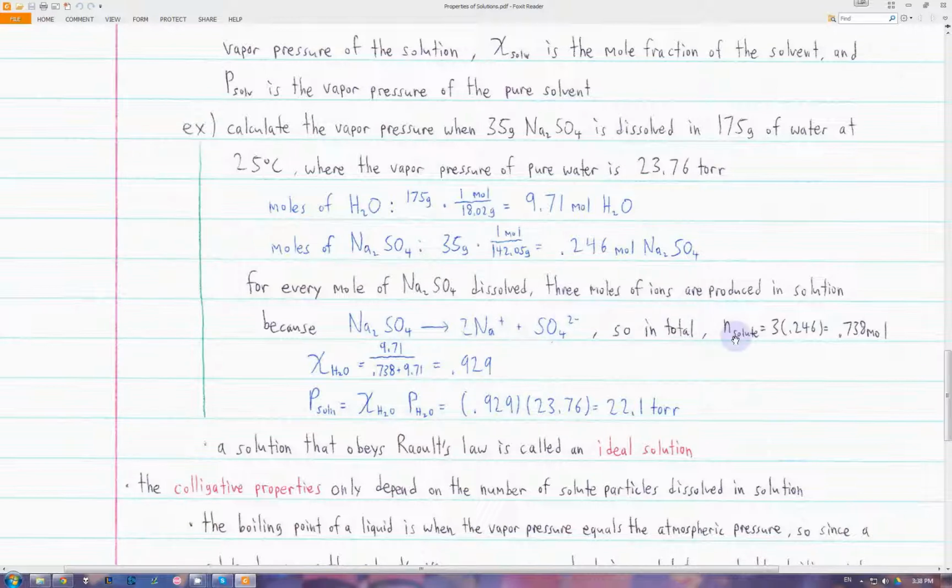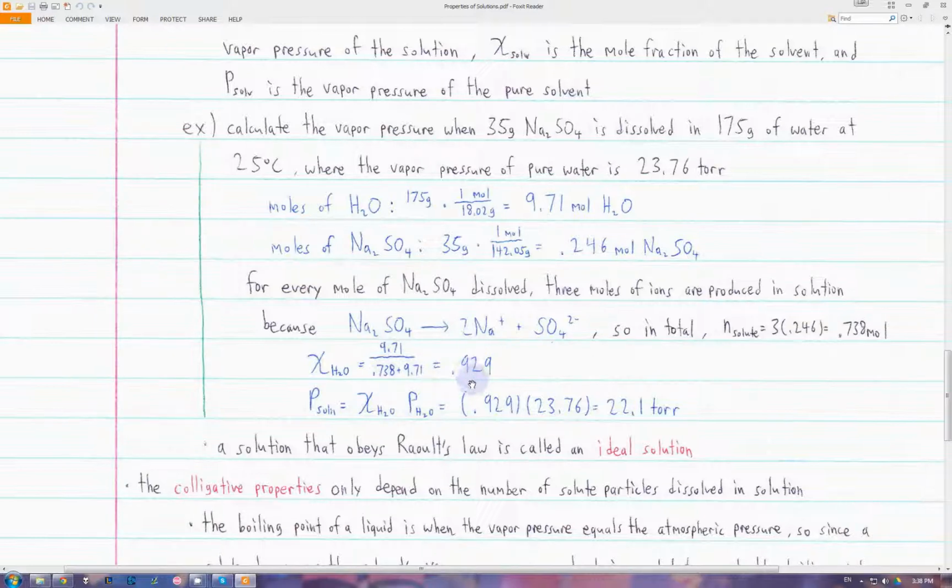So the total moles of solute is going to be 3 times the amount of solute that we put into the solution. We get that the total moles of solute will be 0.738 moles. Now we can calculate the mole fraction of the solvent, water. We have the moles of water over the total moles, which is the moles of water plus the moles of all these ions. And so we get the mole fraction.